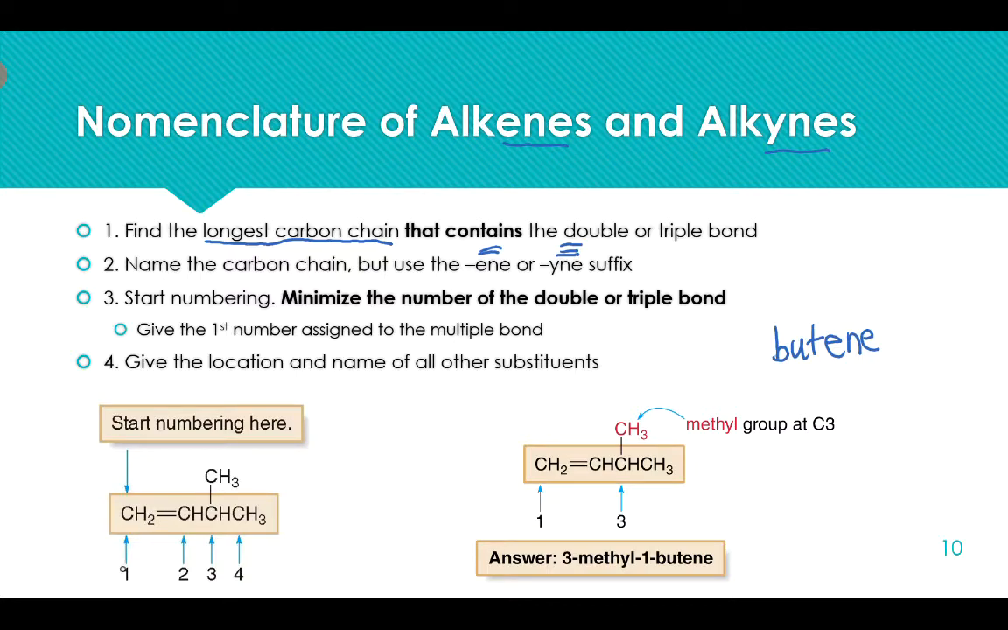Then I have to give the numbering of where that double bond starts. That double bond starts at carbon number 1 and then goes on to carbon number 2. So I give it the lower of those two numbers, which is a 1. So it's a 1-butene so far. Now all those carbon atoms are accounted for, and now I have to give the location of this methyl group. That methyl group is off of the third carbon, and so that means it is 3-methyl-1-butene.